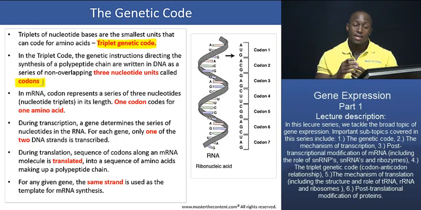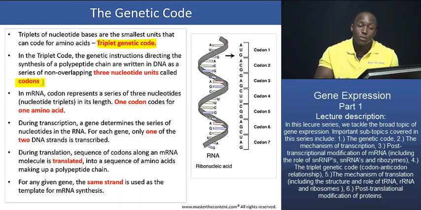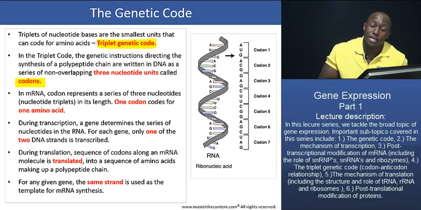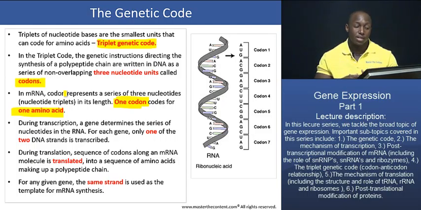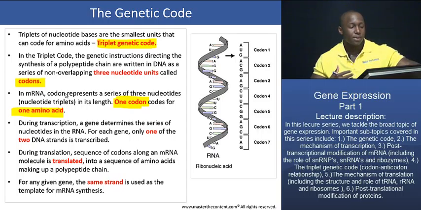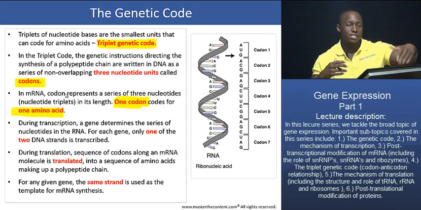Now, in mRNA, a codon will represent a series of 3 nucleotides, like I've said. One thing I want you to take away from this slide is that 1 codon will code for 1 amino acid. It's 1 to 1. But that codon consists of 3 nucleotide bases. So it's a triplet unit, and this is why we call it the triplet genetic code. I know I've repeated that a number of times, but I hope that with this constant repetition, the concept is starting to stick.